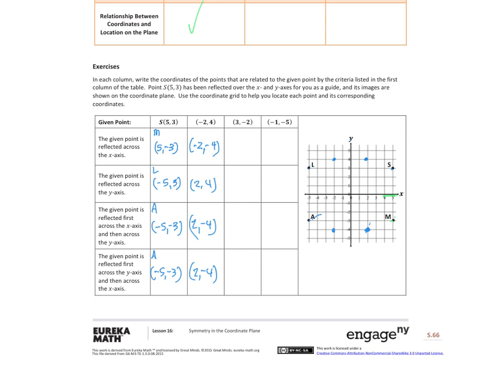So let me do it. 3, negative 2. Got it. Okay. I plotted my point. Now I have to reflect across the x-axis. So this is going to be 3, 2.